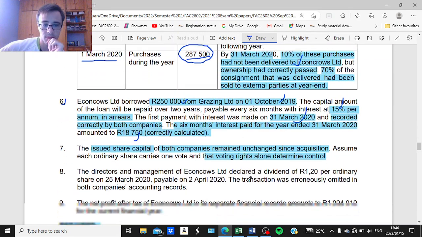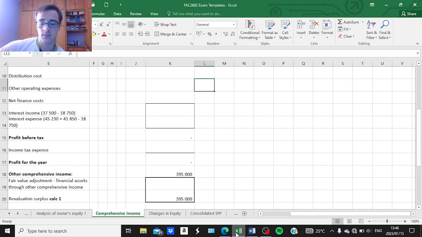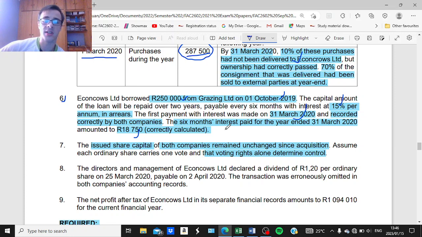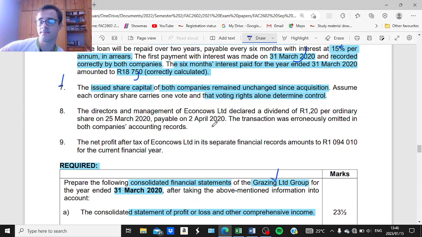All right. Okay, we are done with intergroup interest. No other adjustments that we need to make, so we can move on. We are also done with additional information point 7, which we have addressed in the beginning.